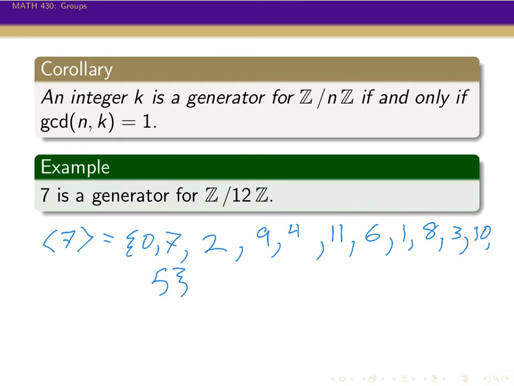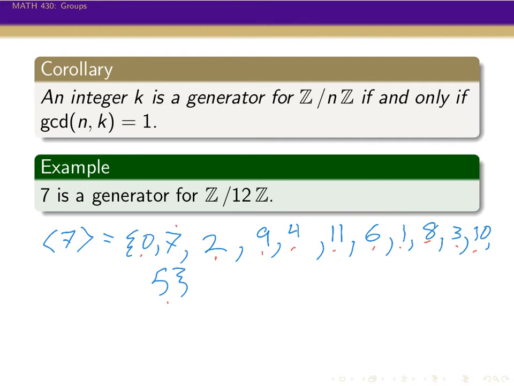And so we can count how many elements are in here. 1, 2, 3, 4, 5, 6, 7, 8, 9, 10, 11, 12. So we have 12 things in here. If you don't believe me, we can start at 1: 1, 2, 3, 4, 5, 6, 7, 8, 9, 10, 11, and 0.